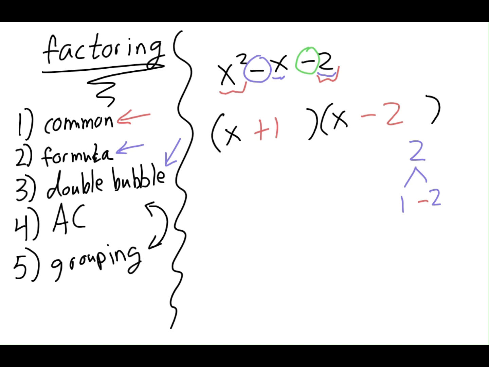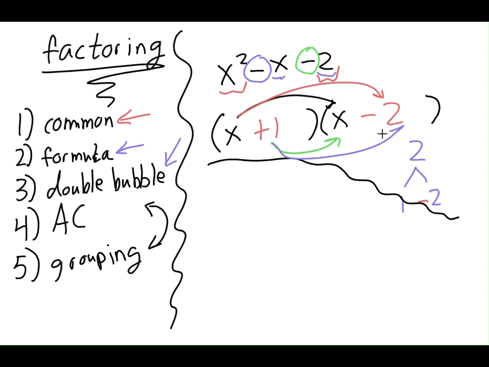Why would we care? The answer is, if we were to FOIL this out, FOIL means let's do first, outside, inside, last. We're just going to simplify, basically. The first is x times x, that's x squared. The next part is x times negative 2, so minus 2x. Then the inside is 1 times x, which is plus 1x. And the last is 1 times negative 2, so minus 2.